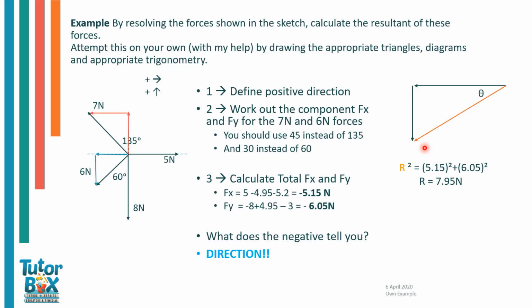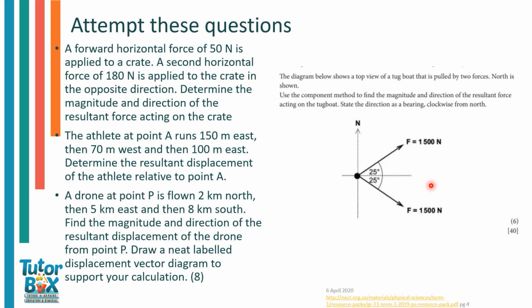Put in your angle. Tan of theta is equal to 6.05 divided by 5.15, and you get an angle of 49.59 degrees. So therefore, our 7.95 newtons is at 49.59 degrees from the horizontal. I am going to give you about 3 minutes to attempt these questions, and then I shall go through them with you. You do have them in your workbook.